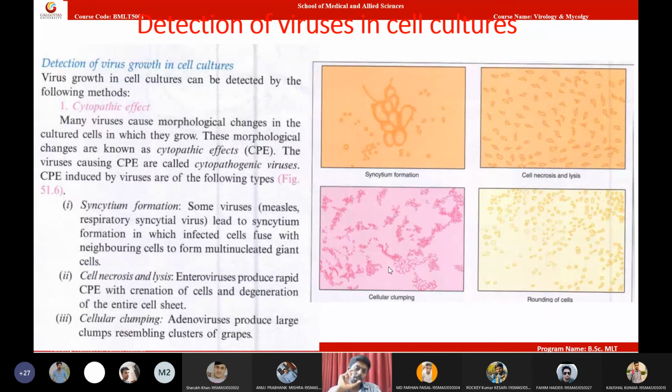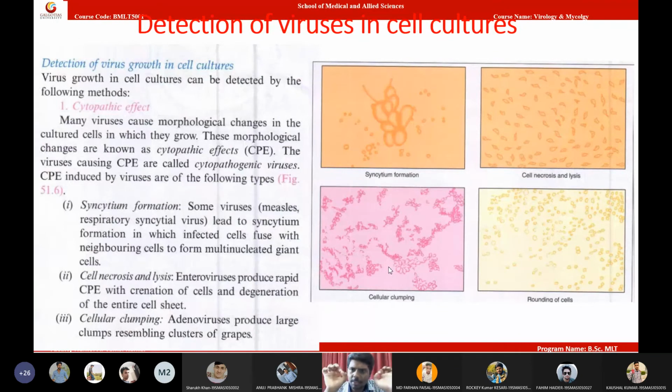That means the morphology of the cell will change from a ciliated cell to a round cell. Such rounding of cells will be shown by the picornaviruses. So these are the four types of cytopathic effects shown by various types of viruses.